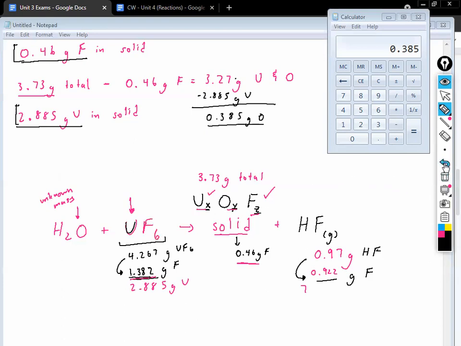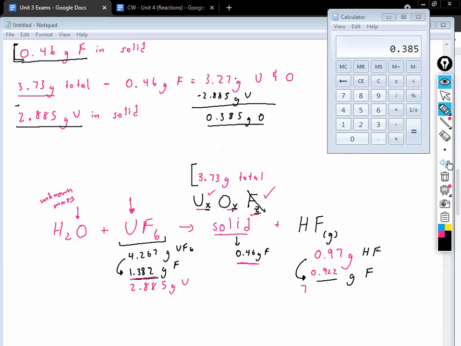And so what we did from there was subtract. Earlier we said that the total mass of the solid is 3.73. Basically what we did was we took away the F, which is 0.46 from UF6. We subtracted this, and then we subtracted the mass of the uranium. Whatever's left over is going to be the mass of the oxygen. That's how we got the mass of the oxygen right here, 0.385. If you added up these three numbers, the uranium, the fluorine, and the oxygen, that should give you 3.73. So all we're doing is taking away what we already know to figure out the difference, which is the mass of the oxygen in there. That answer your question? Yeah, okay, cool.